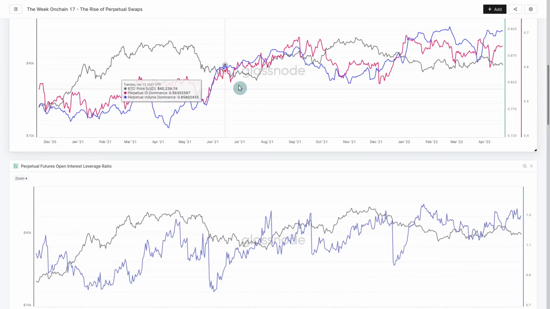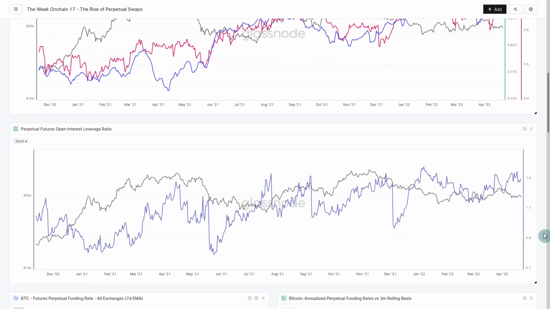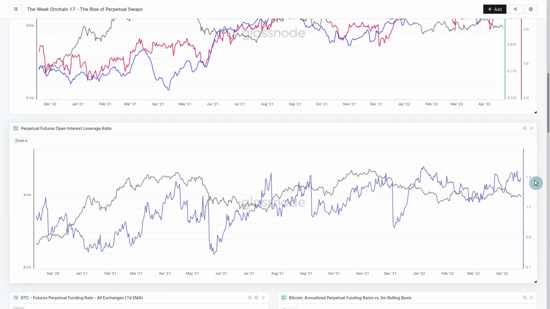And much the same as this dominance chart, you can see that our leverage ratio, the amount of open interest in the perpetual market relative to the market cap, has continued to climb over time. And you can see we're actually up here at what would otherwise be classified as a very high level. About 1.3% of the overall Bitcoin market cap, that is the size of the perpetual open interest.